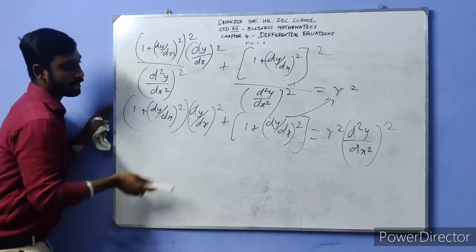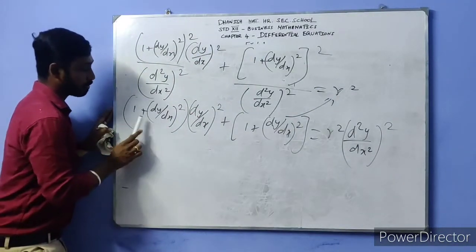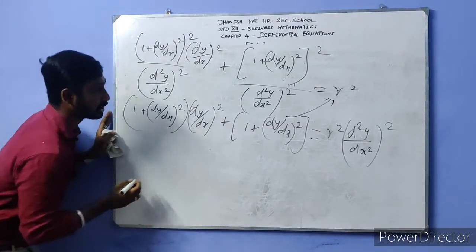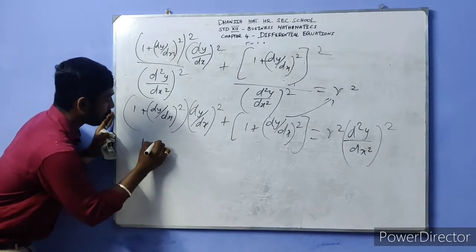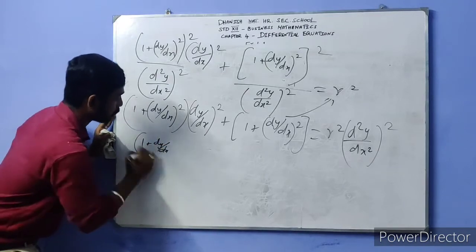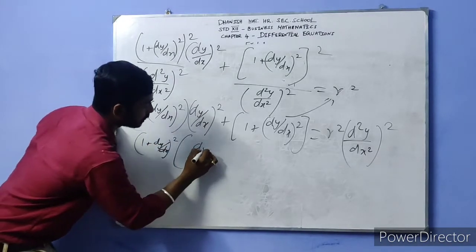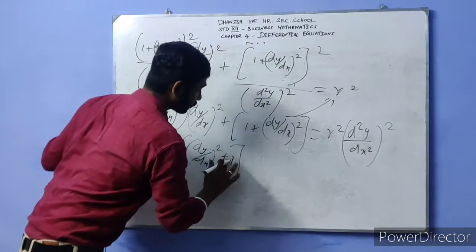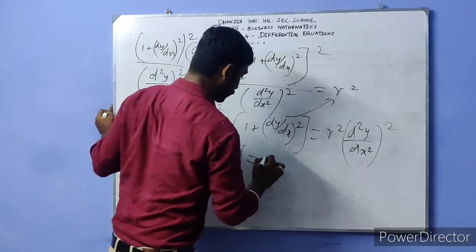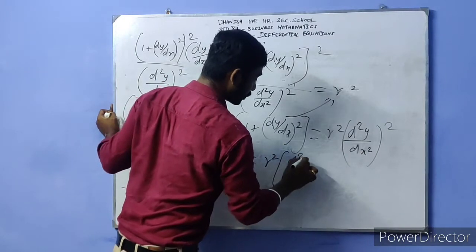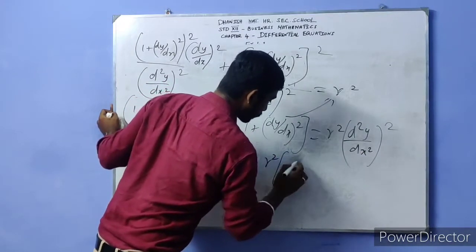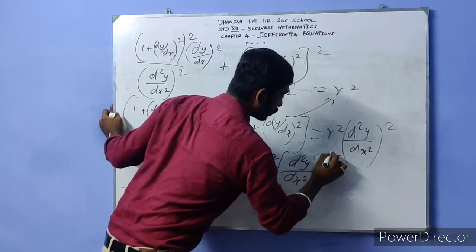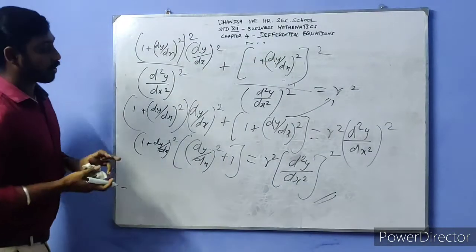Here we take 1 plus dy by dx the whole square common from this equation. What remains is dy divided by dx the whole square plus 1 equal to r square into d square y divided by dx square whole square. This is the answer for this question.